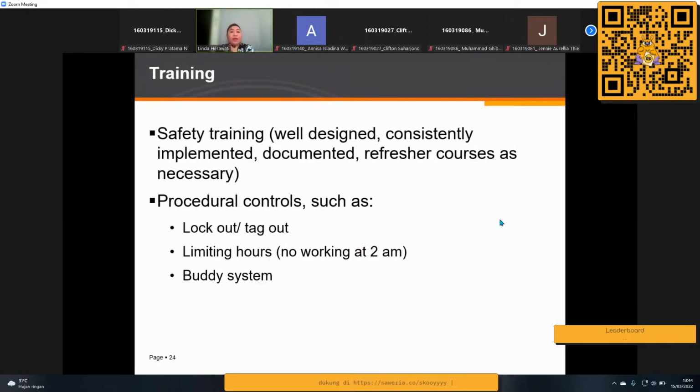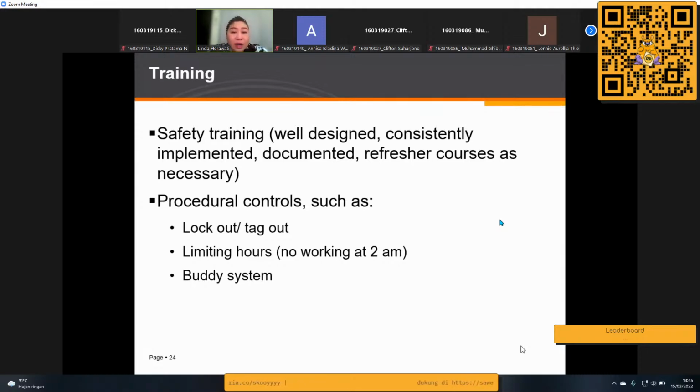Okay, the next one, we also have to be concerned about safety training. When something is already well designed, or maybe you feel that all of the machines are easily operated or consistently implemented, you still have to be concerned about training. Despite the assumption that everyone will operate the machine very carefully, we still have to give them training about how to use it in good condition, or for when something improper happens.